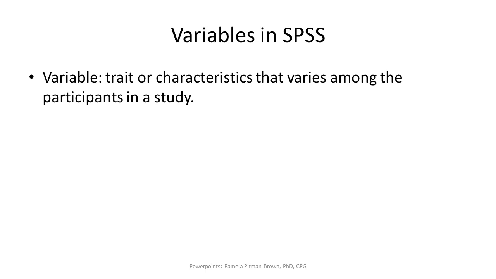Let's also remind ourselves when we're talking about variables in SPSS, variables are a trait or characteristic that varies among the participants in a study. And again, we understand what this means. We might talk about gender, we might talk about race, we might talk about their difference in answers in a survey question. So these variables are traits or characteristics that vary among the participants in the study.